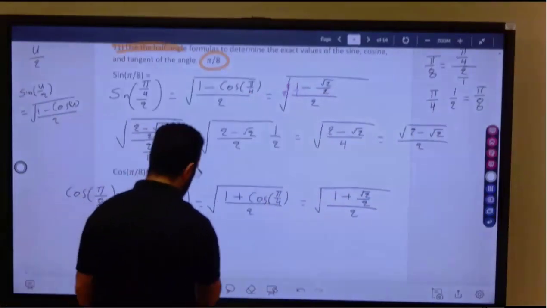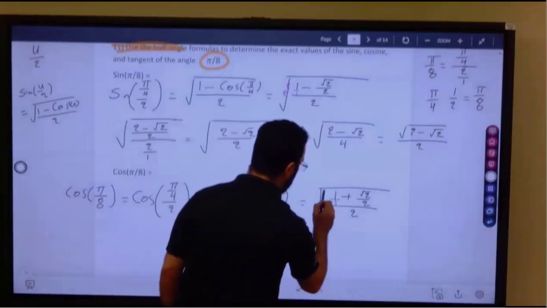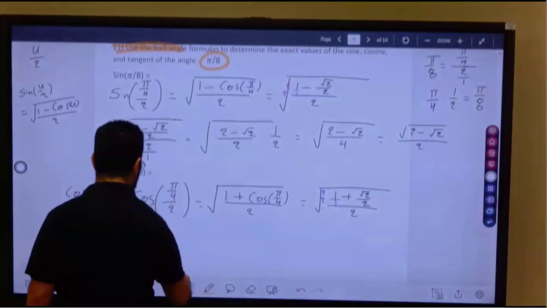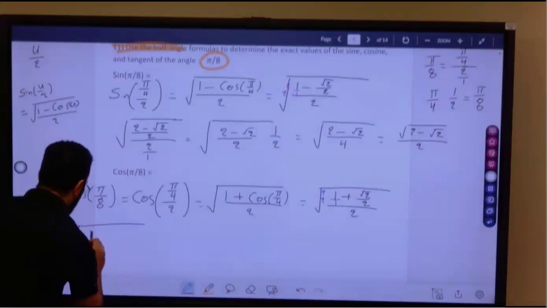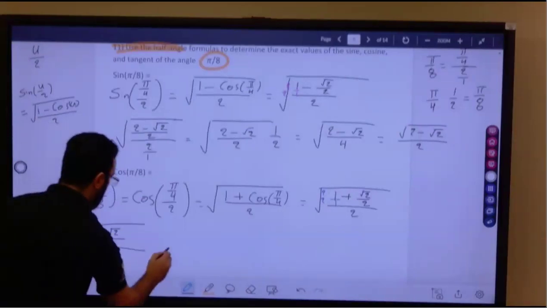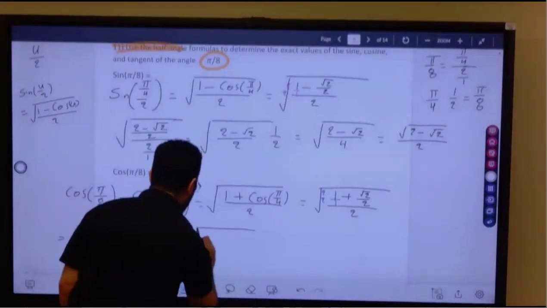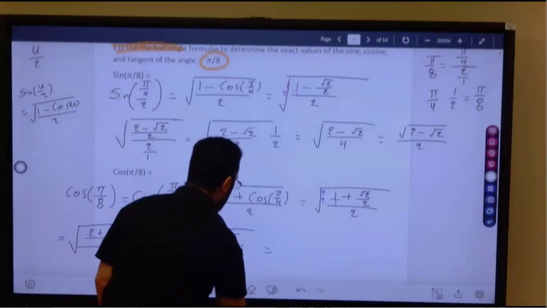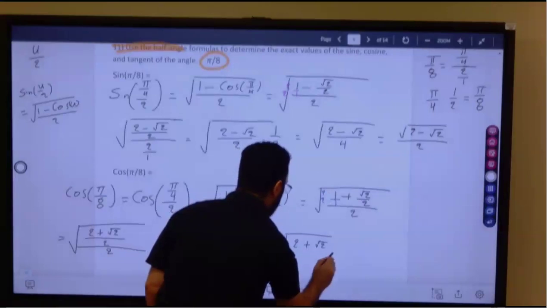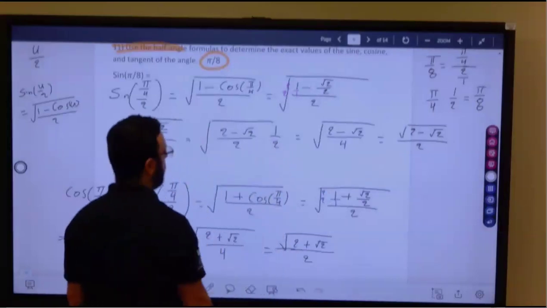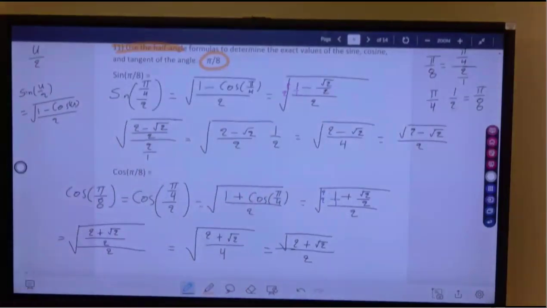Let's keep going. You can say this is over 1, and you're going to multiply by 2 to get the common denominator. So the next step is going to be square root of 2 plus square root of 2 divided by 2, and everything divided by 2. And it's going to be the same thing, square root of 2 plus square root of 2 divided by 4, and then you're going to take the 4 outside the root, so it's going to be square root of 2 plus square root of 2, and everything divided by 2. So this is for the cosine pi over 8.